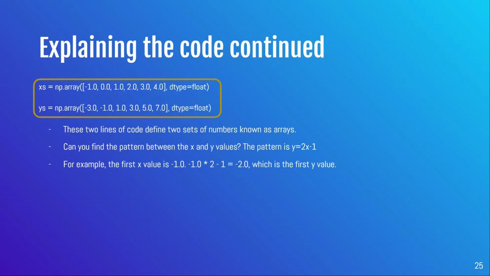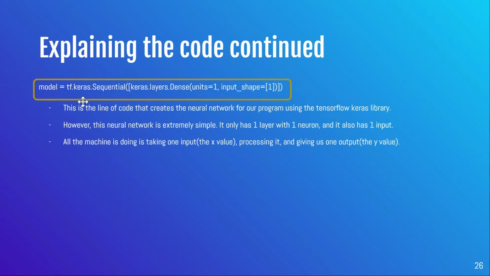So the next thing we're going to look at is this line of code here. This is the line of code that creates the neural network for our program. But this neural network is very simple. It only has one layer with one neuron, and it also has one input. So all we're trying to do here is get one input, which is the x value, and try to get the computer to process it and come up with the output, which is the y value.